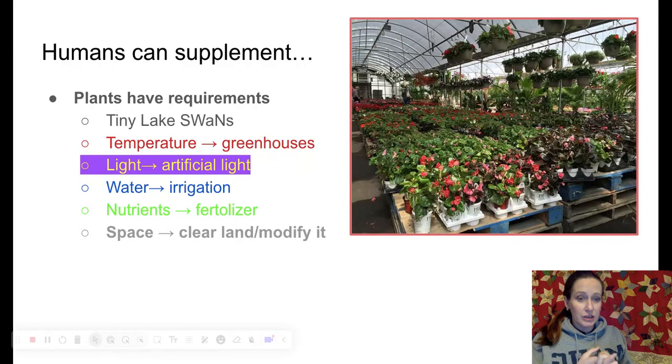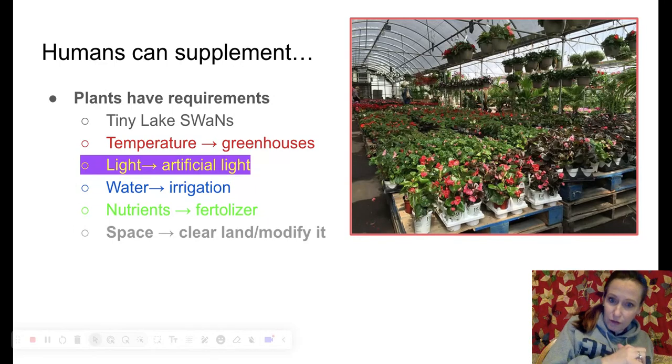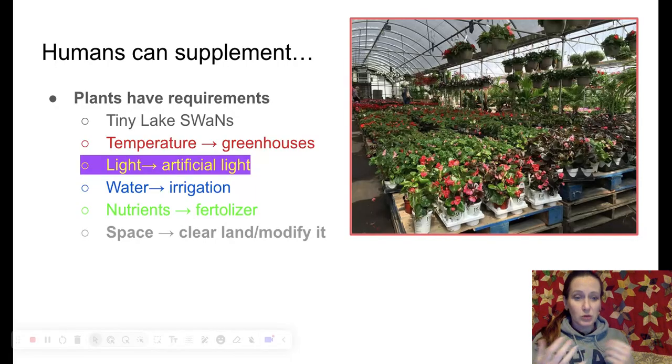Well, if the temperature is too cold, you can have greenhouses. That's a Morris County greenhouse. You might pass by that. If there's not enough light, you can produce artificial light. If there's not enough water, you can produce irrigation, right? It's expensive, but sometimes it's worth the cost-benefit analysis. Nutrients, that's a typo, fertilizer. And if it needs more space, you can clear land, you can modify the land, right? So all these things can be overcome, right? If you're trying to grow a crop in a different area.